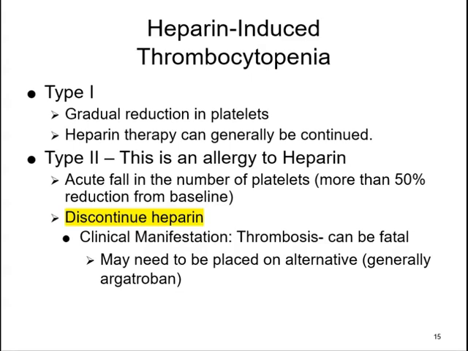All right, so let's look at heparin-induced thrombocytopenia. There are 2 different types. One of them is that the platelets are just kind of falling, and doctors can monitor that and continue to watch. As long as there's no other problems, they may continue the therapy. Type 2, though, is an actual allergy to heparin. So basically what happens is that the platelets actually fall at least 50% from baseline.